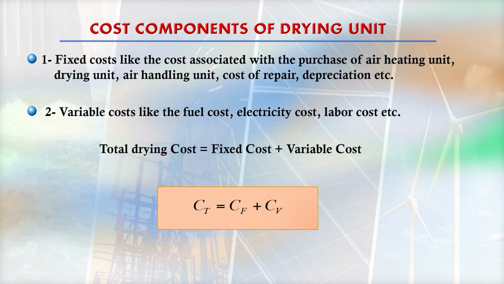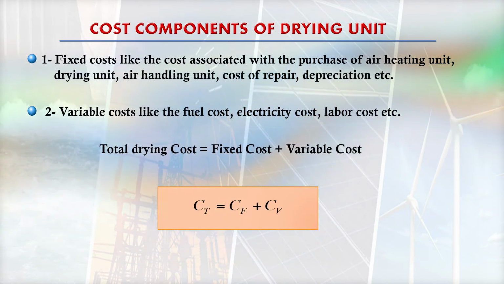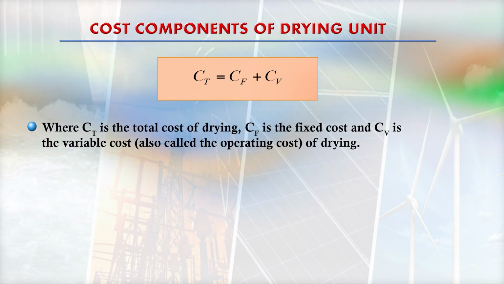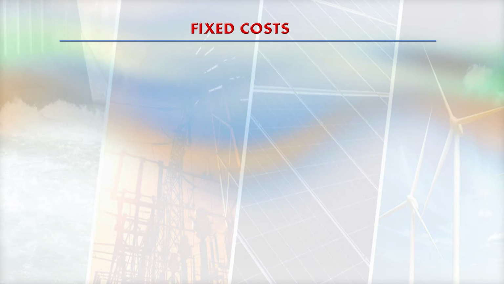The total drying cost, that is CT, T stands for total, C stands for cost, equals fixed cost CF plus variable cost CB. CT equals CF plus CB, where CT is the total cost of drying, CF is the fixed cost, and CB is the variable cost, or you can say operating cost of drying. Let us discuss fixed cost and variable cost.